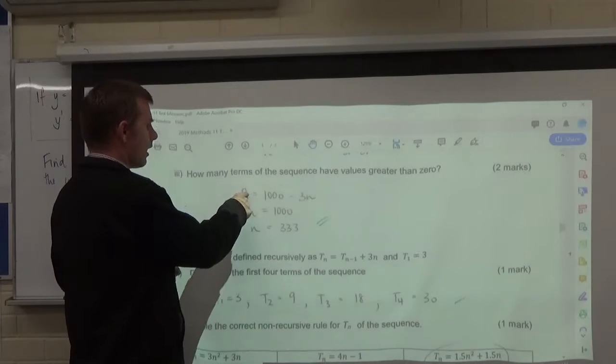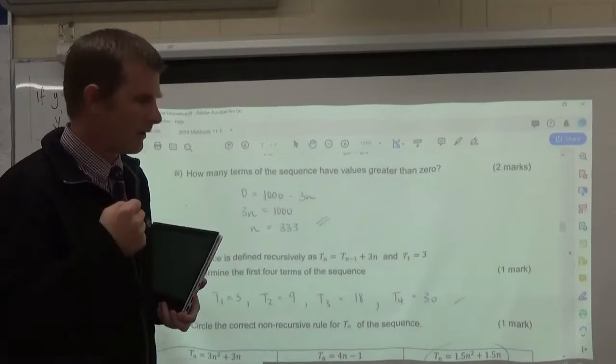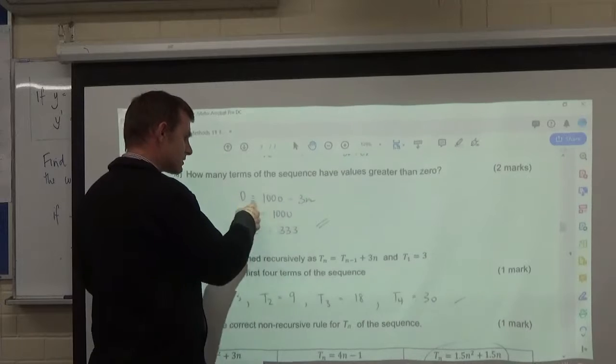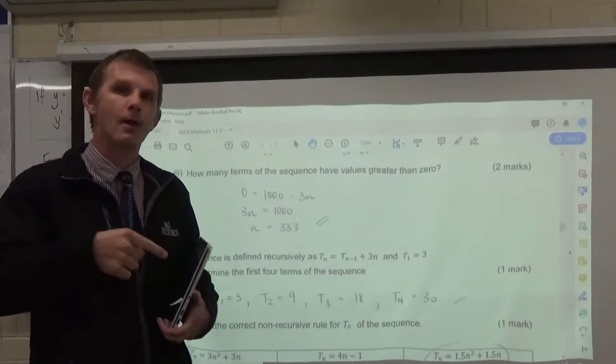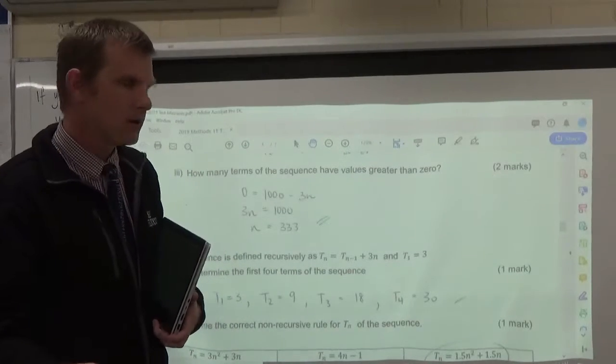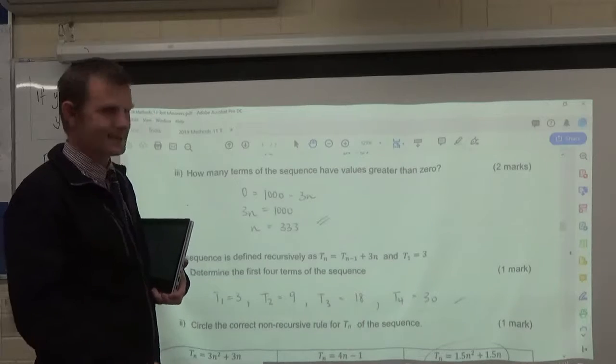How many have a value greater than 0? Okay. I'm letting it equal 0. That's not actually a term of the sequence. But if I let it equal 0, I end up with this. Divided across, it would actually be 333 and 1/3, right? Now, if I went to the 334th term, I'd be less than 0.